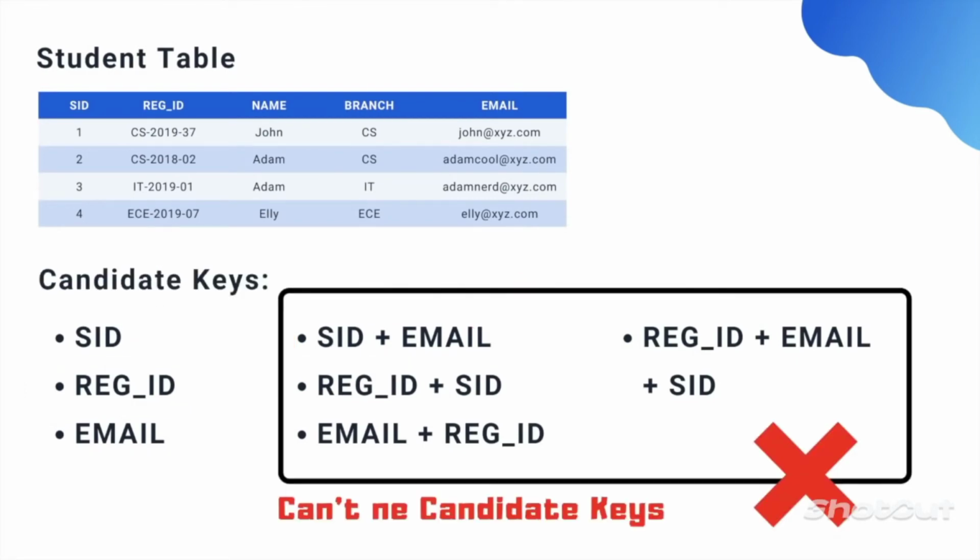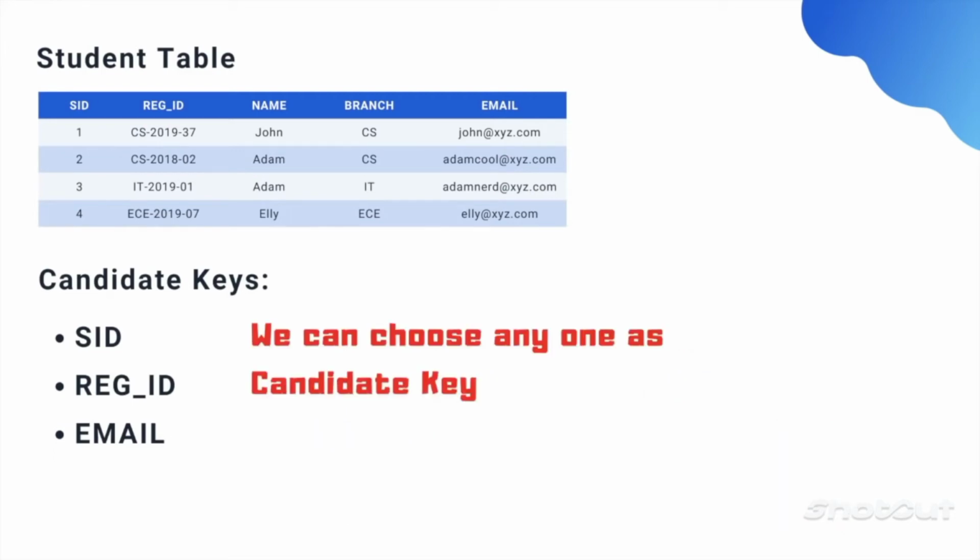This way, we can come to a conclusive proof that SID, email and registration ID are the candidate keys for the relationship that we have.